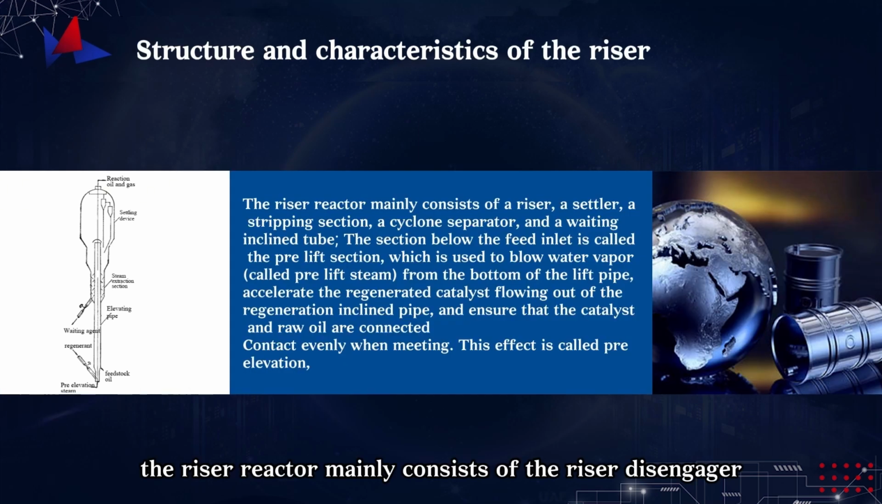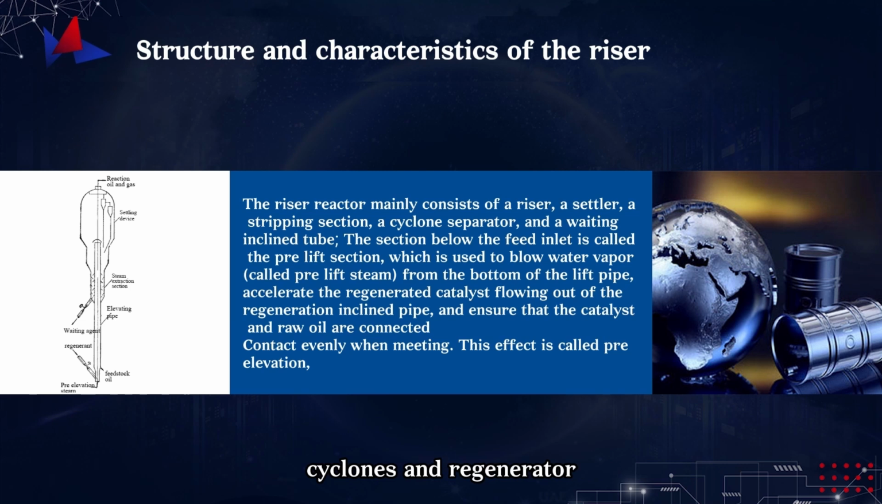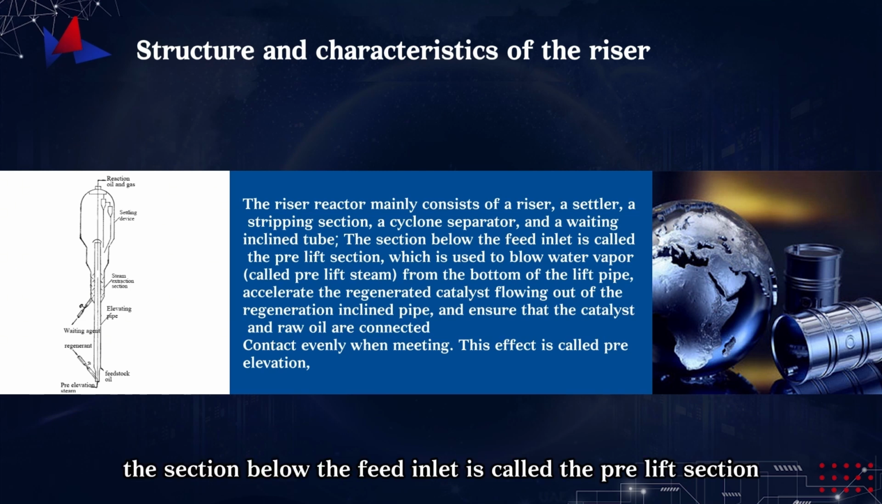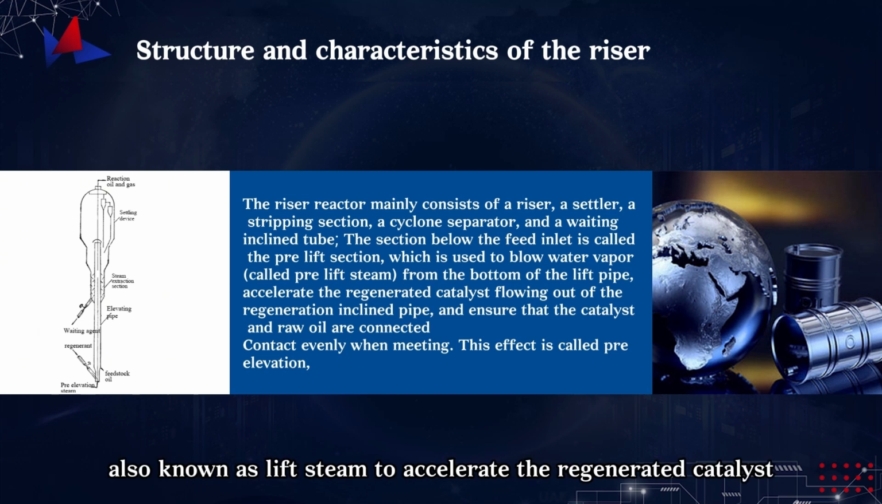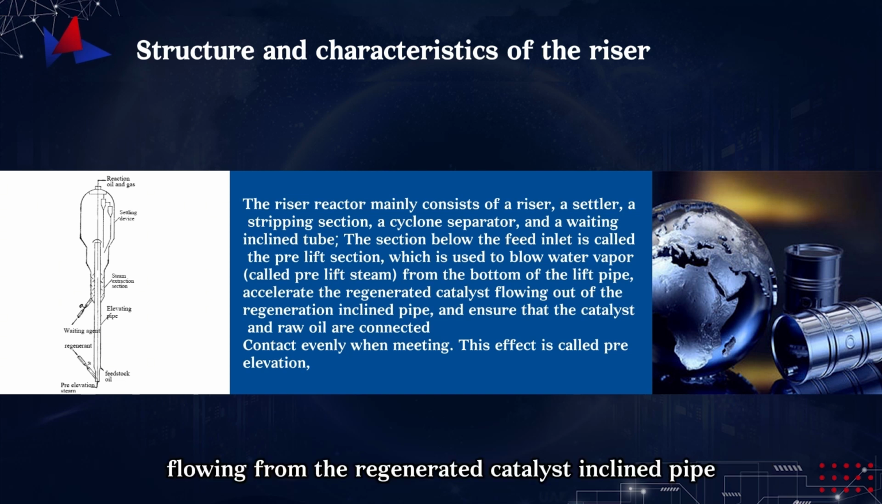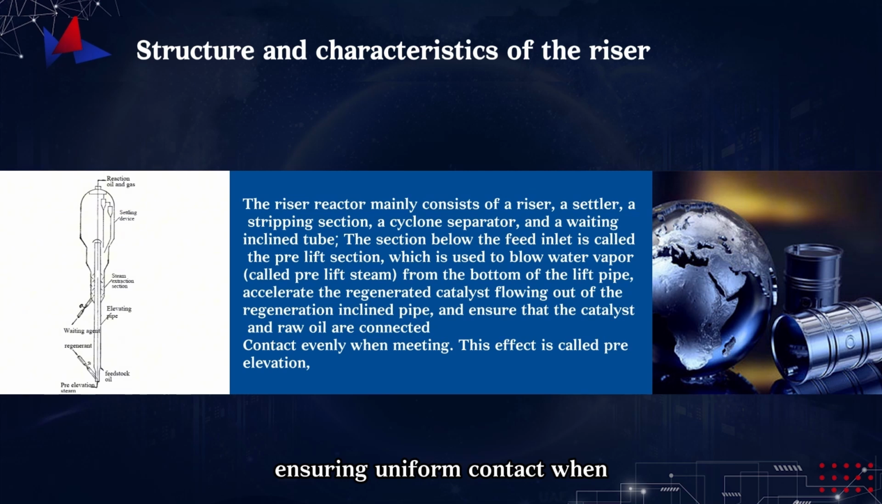The riser reactor mainly consists of the riser, disengager, stripping section, cyclones, and regenerators. The section below the feed inlet is called the pre-lift section. Its function is to introduce steam from the bottom of the riser, also known as lift steam, to accelerate the regenerated catalyst flowing from the regenerated catalyst inclined pipe, ensuring uniform contact when the catalyst meets the feedstock oil. This function is called pre-lifting.